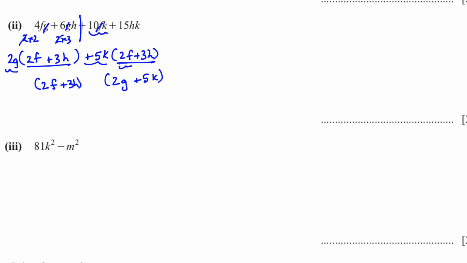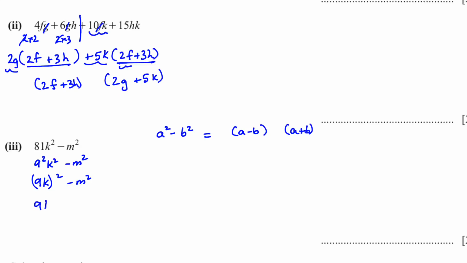The next question. You can see that 81 is a square number and k and m are also squared. So 81 we will write it as 9 squared. This can be written as 9k squared minus m squared. You have to use the difference of squares identity, which tells us a squared minus b squared is equal to a minus b and a plus b. In this case, 9k is our a, so 9k minus m and 9k plus m.